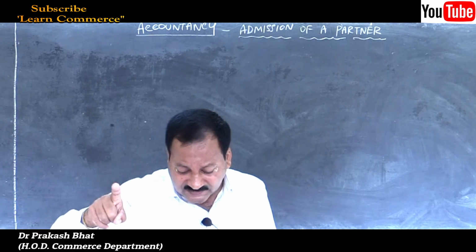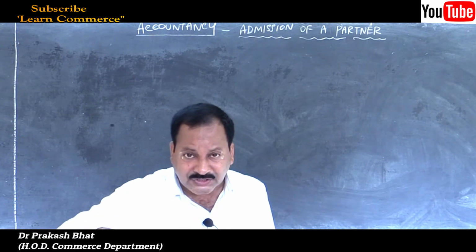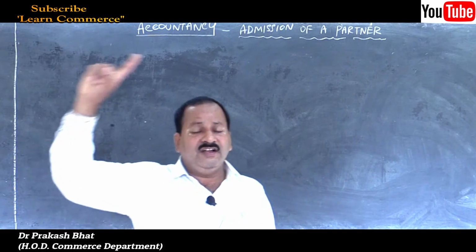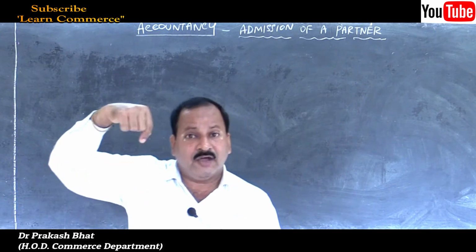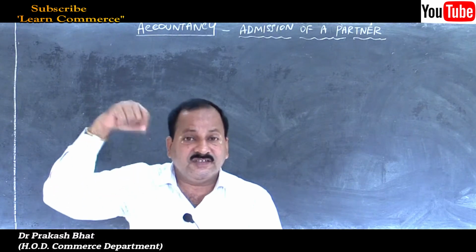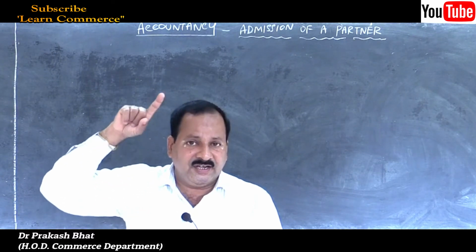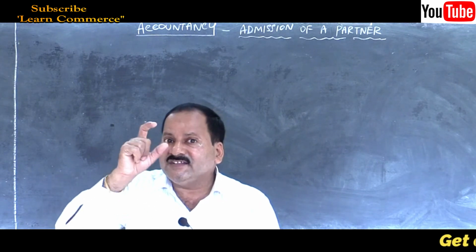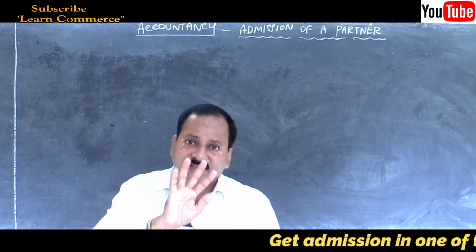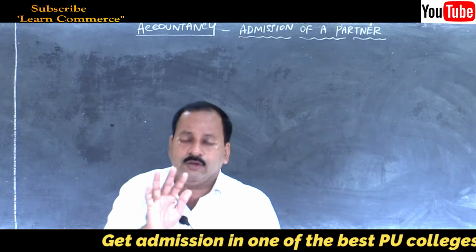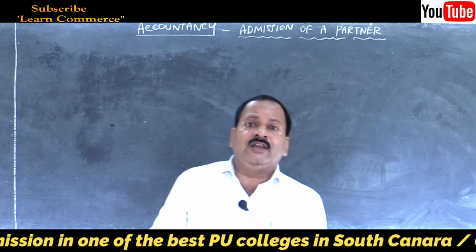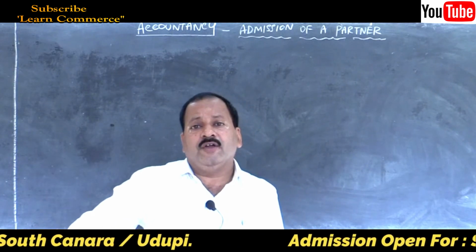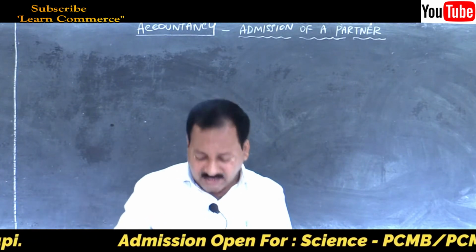That is 60,000. 20% increase means what? 12,000 rupees increase. So the final value of the buildings now is 72,000. But in revaluation account, you have to write only the increased part or decreased part. That's all. Not the entire value of the asset. Here building value increased is 12,000. So only 12,000 you should enter on the credit side of revaluation account.